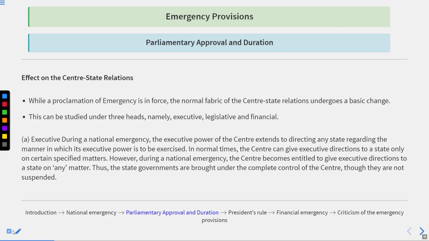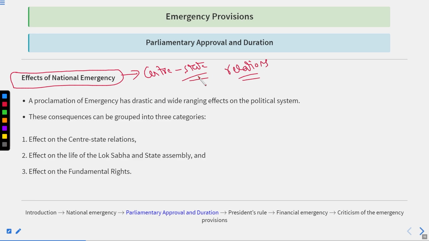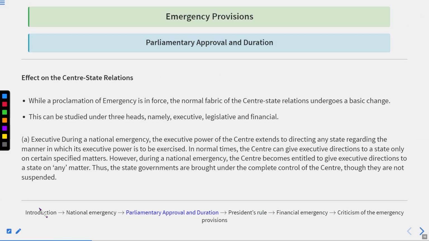Now let's move ahead. In the previous lecture, we had started the effects of the national emergency on the center-state relations, which we call an effect on the political system of the country. These are grouped into three forms: first, the effect on the center-state relations; second, the effect on the life of the Lok Sabha and the state assembly; and third, the effect on the fundamental rights. Let's start with the first, the effect on the center-state relations.